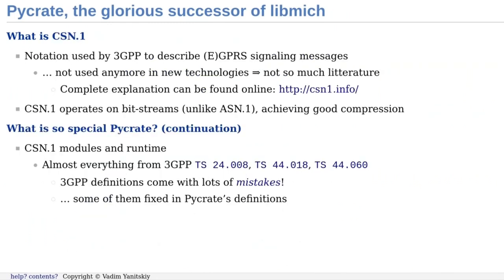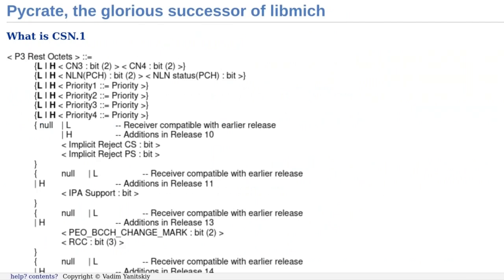And there is also CSN1, which is the 3GPP specific notation to describe EGPRS and GPRS signaling messages. And it's not used in modern technologies, so there is not that much literature about it. But there is a nice website, csn1.info, where you can find a lot of information about the syntax. That should be enough for you to start reading the magic tables that you often find in 3GPP documents, and this is how they look.